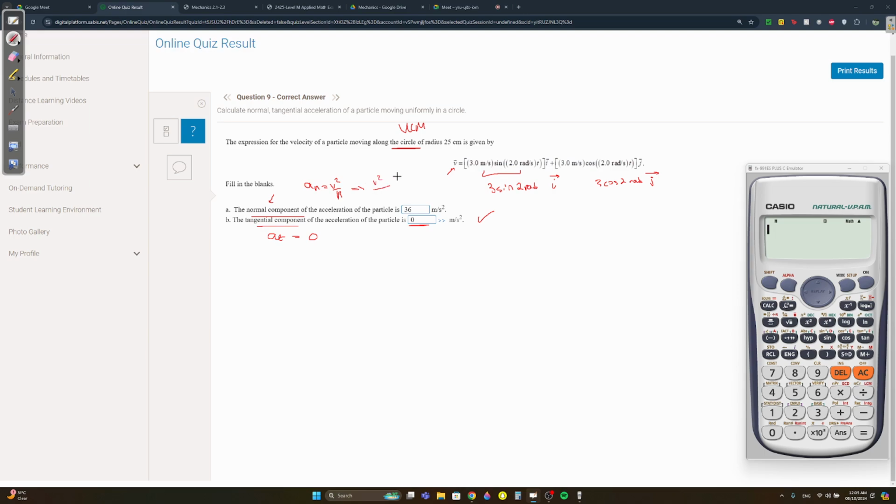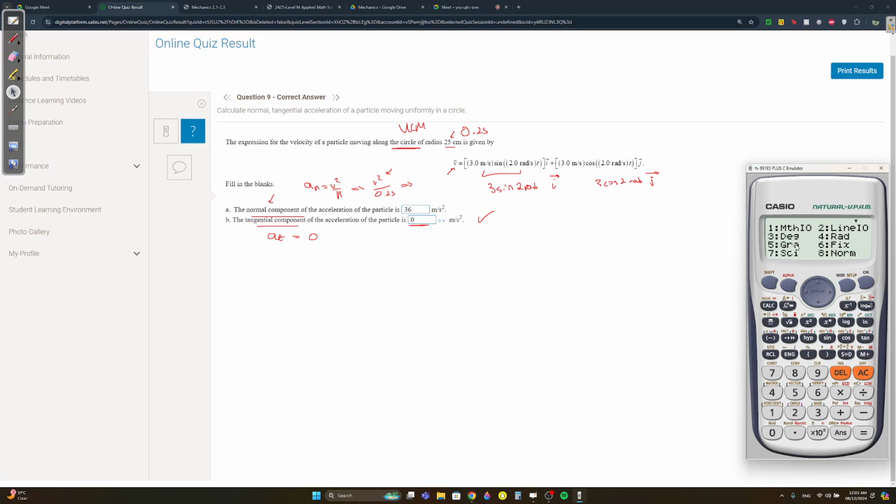V squared over the radius. The radius has to be in meters. 25 centimeters, 0.25. Okay. So the v squared, we need to find velocity. Then you need to find the magnitude, right? And I found the i and j. I need to find the magnitude. So actually, let me find what 3 sine 2 is and what 3 cosine 2 is. So it's a bit easier.